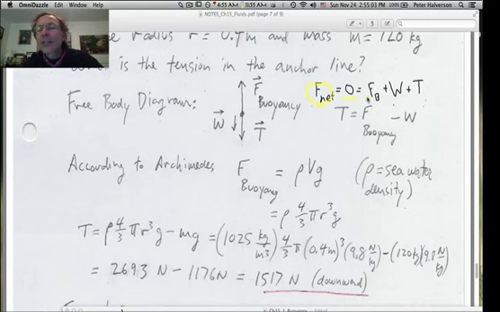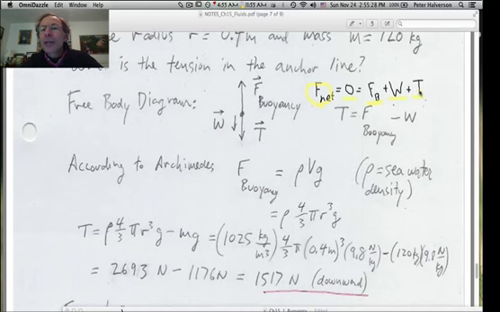So let's look at each force. The first one I have here is the buoyancy force. The second one is its weight, and the third one is the tension in the rope. So this formula, 0 equals F sub B plus the weight plus the tension. Let's solve that for the tension.